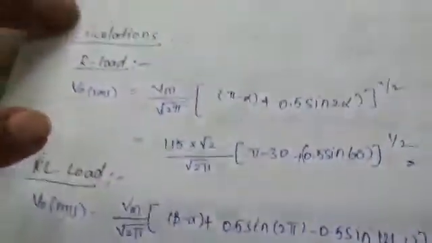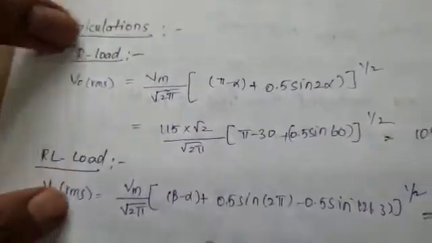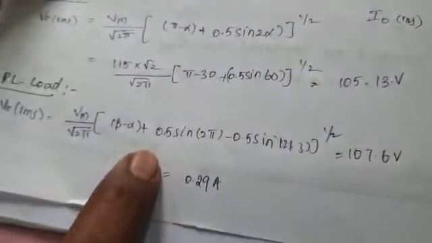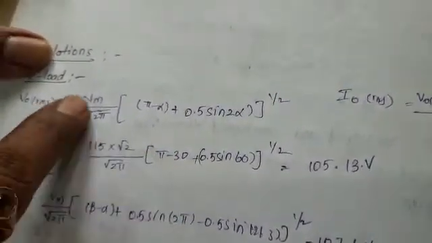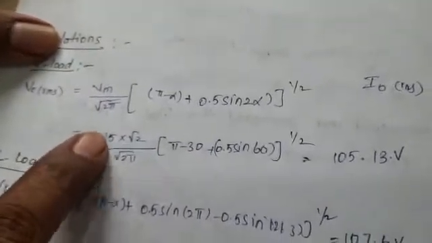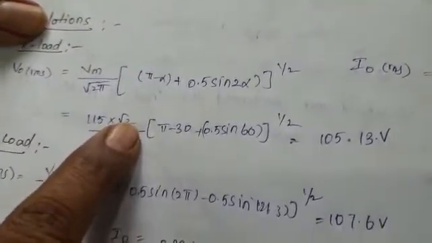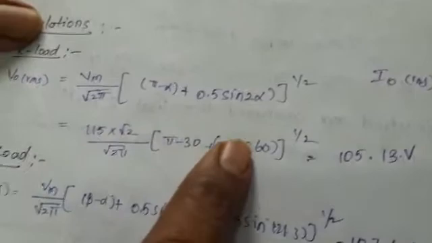Now this is for RL load. Now you can see the readings. These are the simple calculations for R load and RL load. In this case, R load, alpha is taken as 30 degrees. You can also take Vm, where the input is 115 RMS times root 2, so you get Vm, the maximum voltage. Then substitute the remaining values.